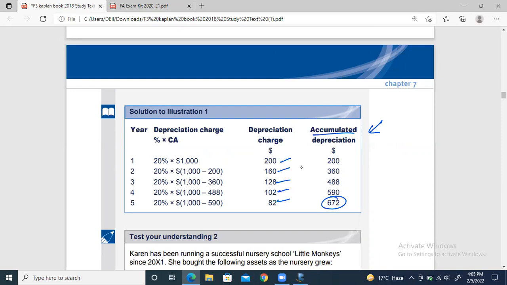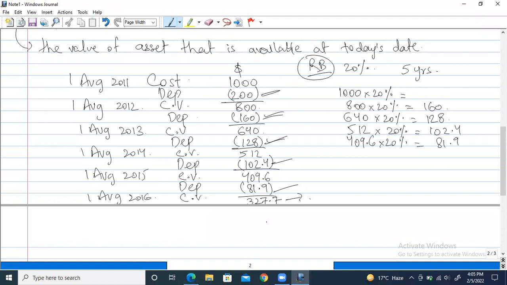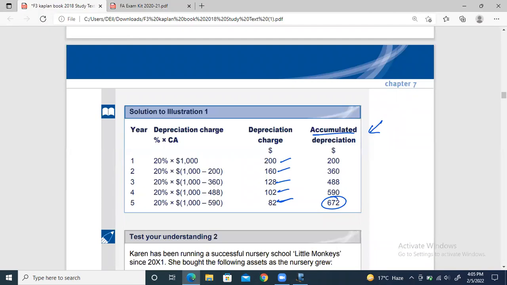So it's the same 200, 160, 128, you can see. 200, 160, 128, then it's 102, because it's 102.4, the same thing. It has just been rounded off. So 102 and then 82, right? Over here, you can see 82. So the total for this will be, okay, 6, 7, 8. You just have to add them when you want to see the accumulated depreciation basically.